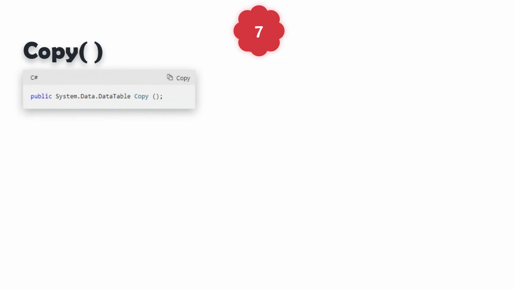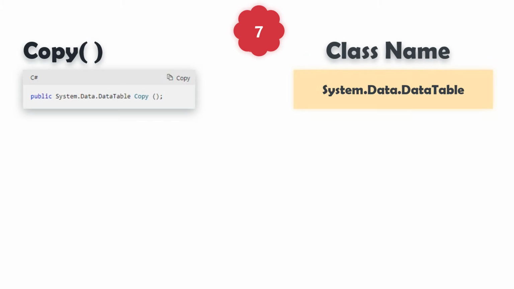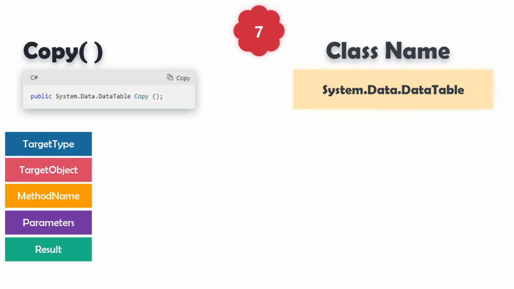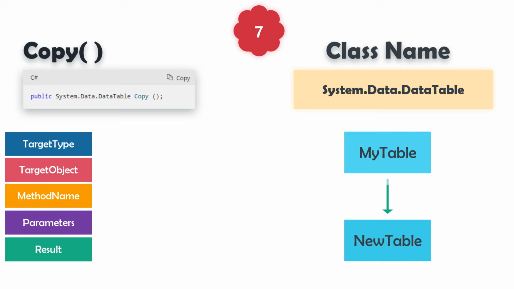It's the copy method, to copy a data table into another data table. It's to copy the structure and also the data. It means we copy the columns and also the rows. The class name here is System.Data.DataTable. I will fill in the different parts here, then I will do it in UiPath later. I have, for example, my table, which I want to copy into a new table.